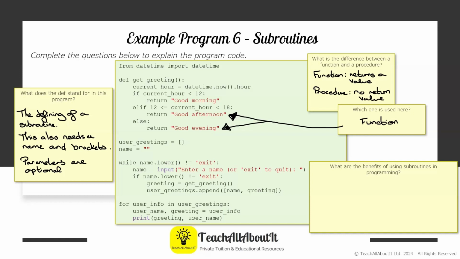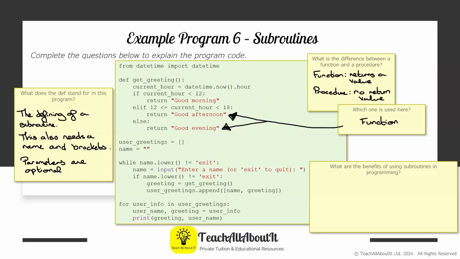The likelihood of you being asked about the benefits of subroutines is really, really high. In this case, our main program, the first line of code that will run in this particular program, apart from the import at the top, will be the user greetings equals an array. It will completely ignore everything in the subroutines until it's called.